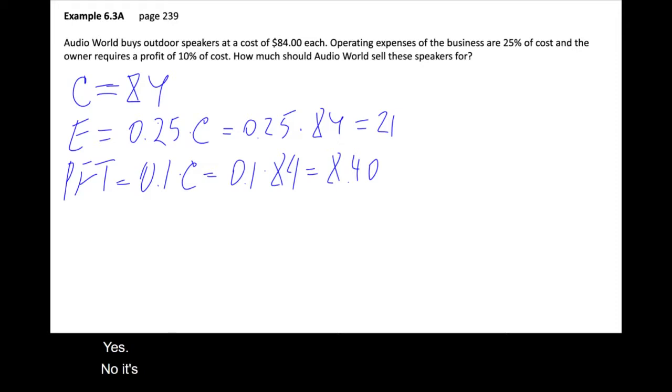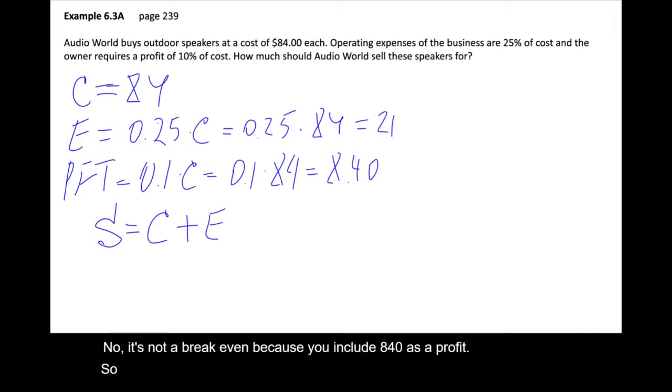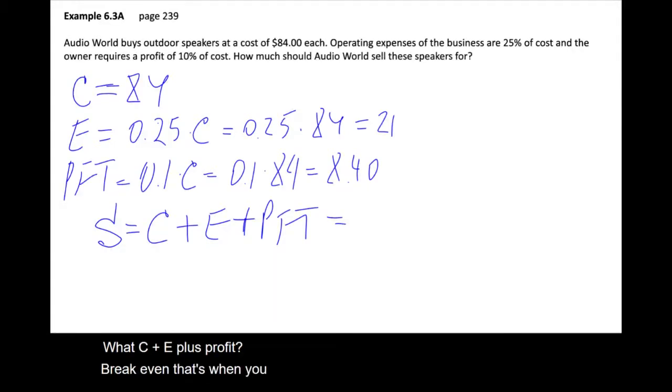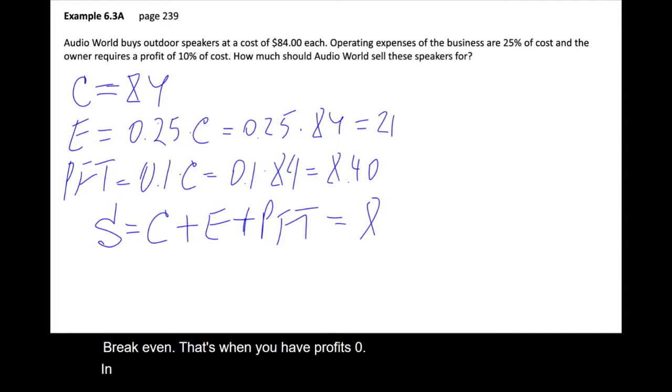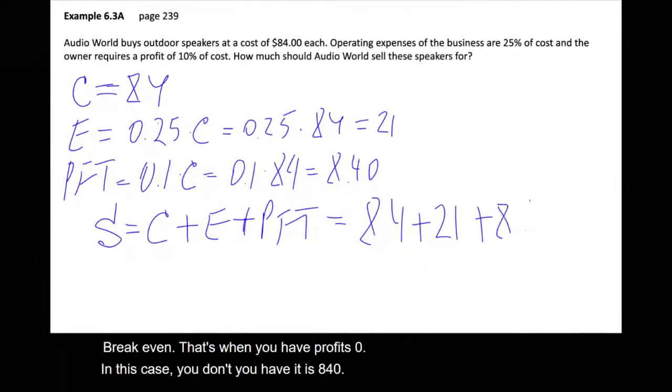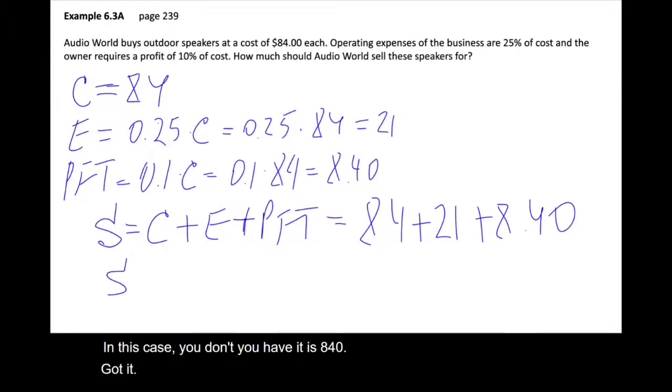No, it's not a break-even because you include 8.40 as a profit. So C plus E plus profit. Break-even is when you have profit zero. In this case, you don't. You have it as 8.40. Got it? So the price is 113.40.